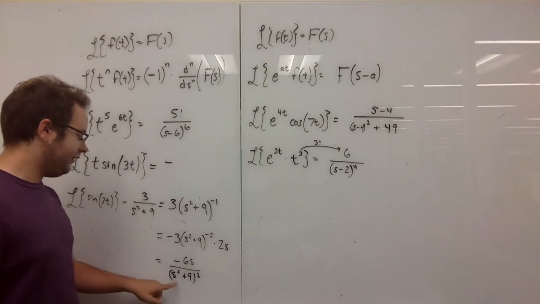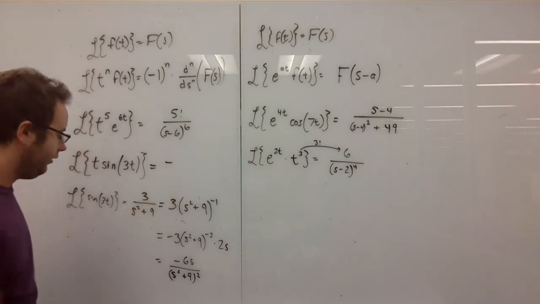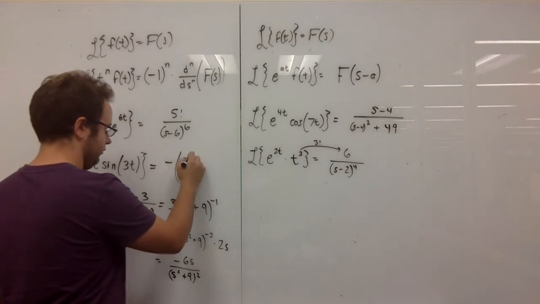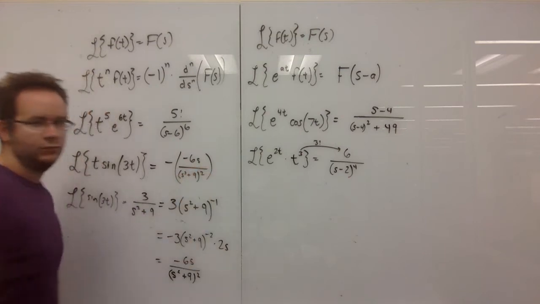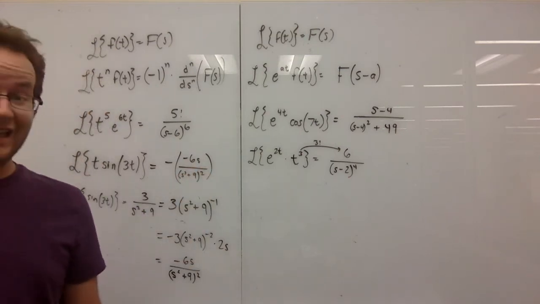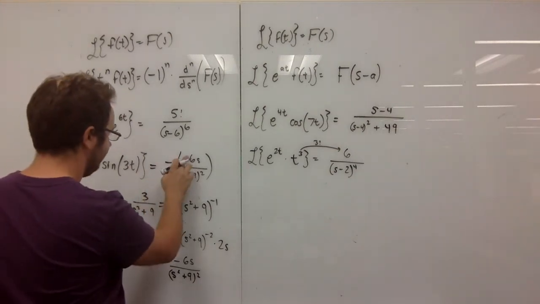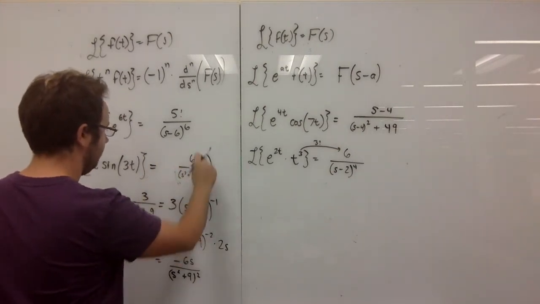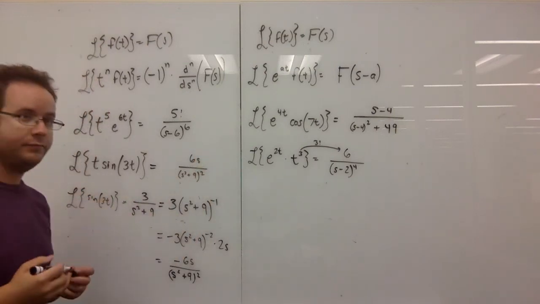So this is the derivative of the Laplace transform of sine of 3t, which is going to go here. Don't forget, though, that it's negative, negative, so it becomes a positive. And that's the Laplace transform of t sine 3t. Cool?